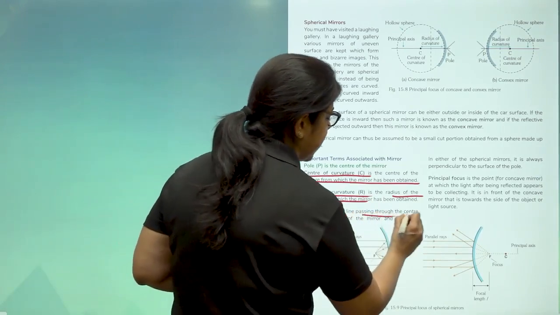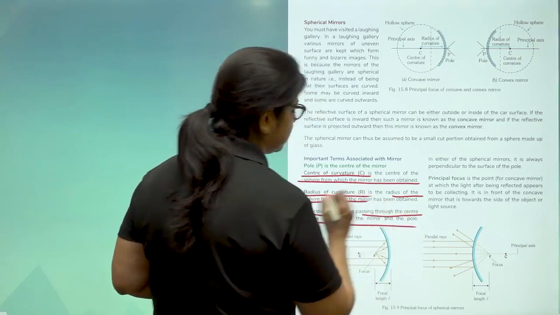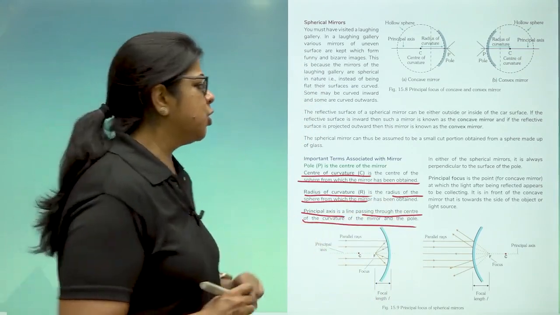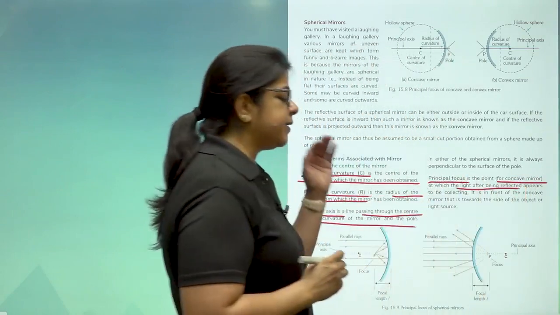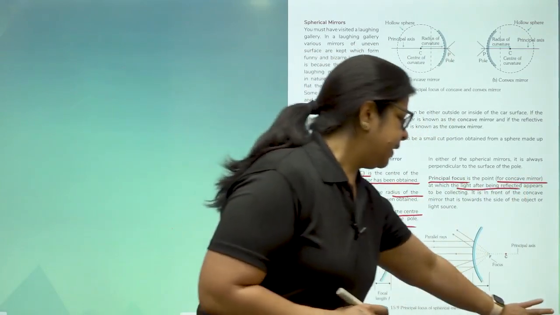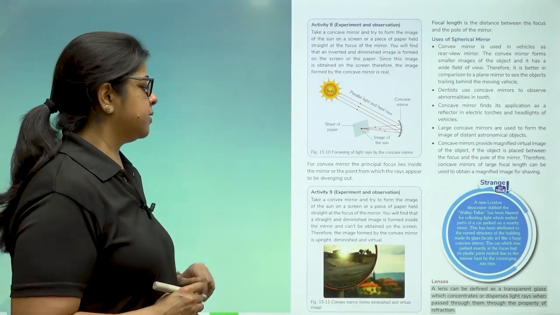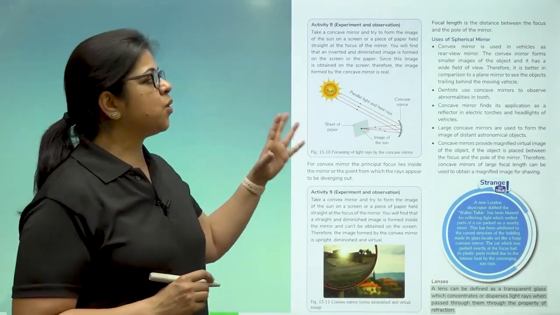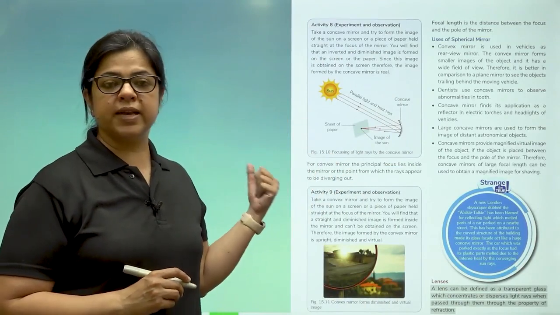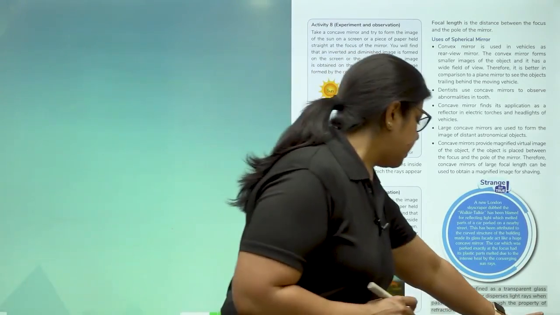Principal axis is the line passing through the center of curvature of the mirror and the pole. Principal focus is the point where the light reflects after hitting the mirror. Now again children, these spherical mirrors have got multiple uses which we have already studied and understood.